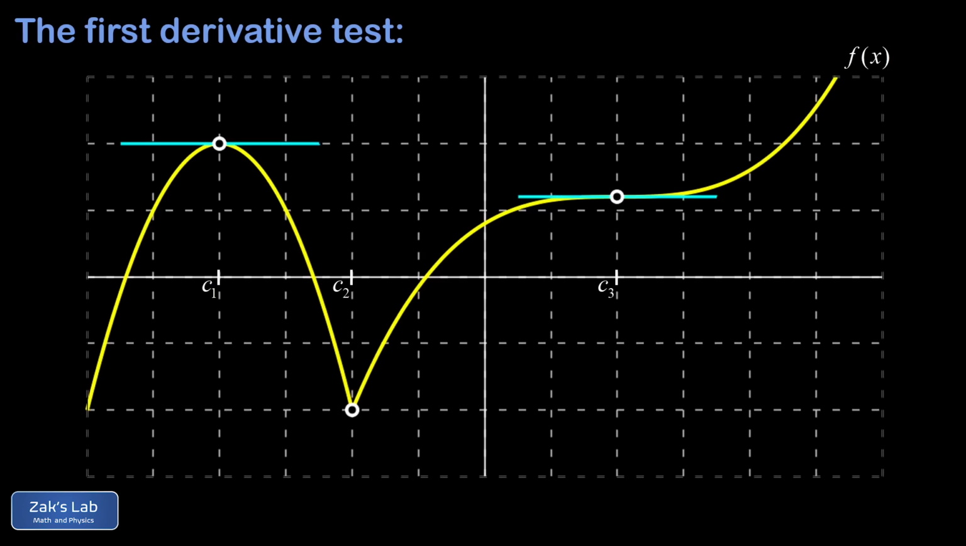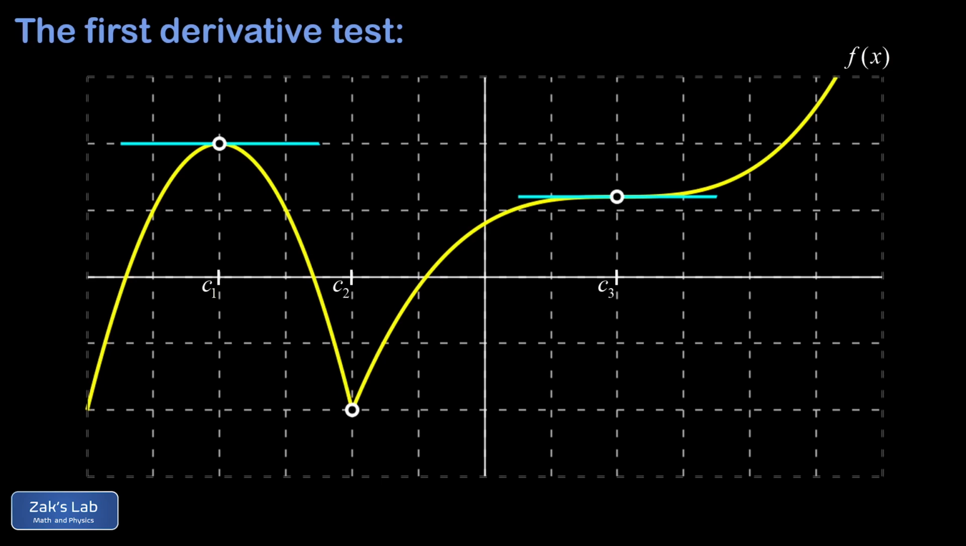So we can tell by looking at the graph that C1 is the location of a local maximum, C2 is the location of a local minimum, and f doesn't have a maximum or minimum at C3, but our goal is to figure out an analytical test to confirm this rather than relying on the graph. So we start by studying the first derivative in a neighborhood of each critical point.